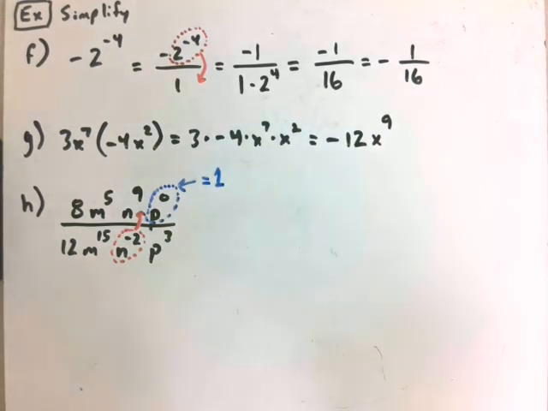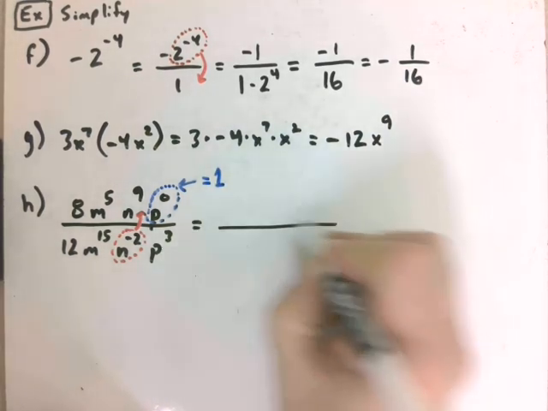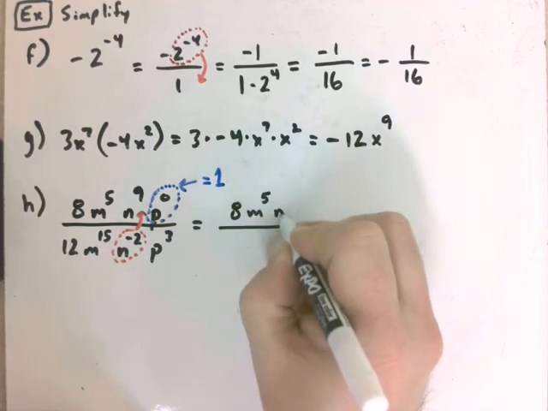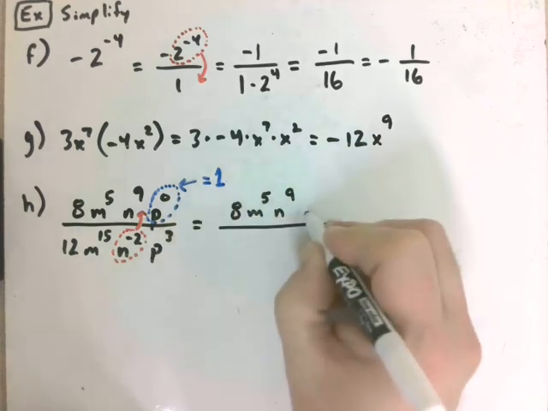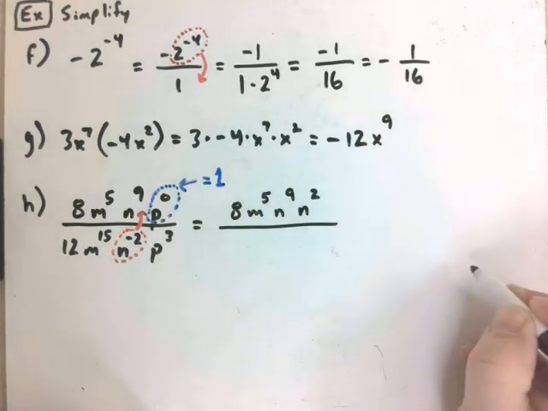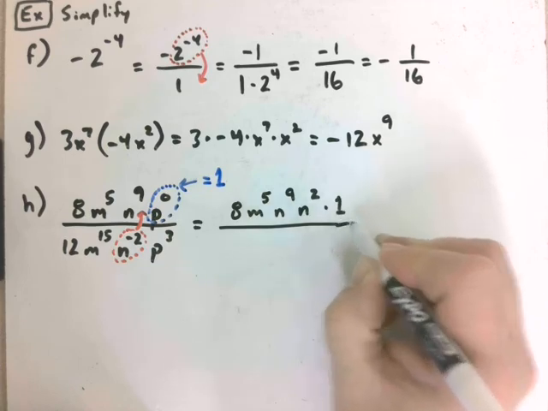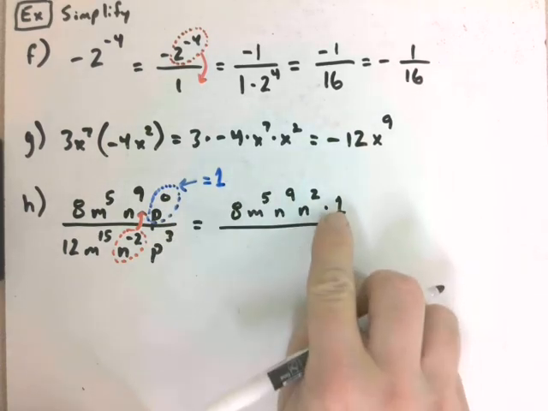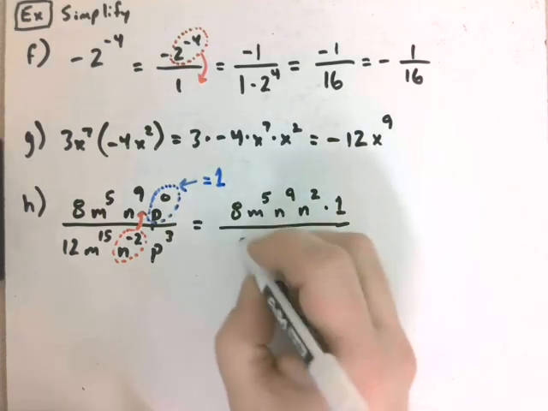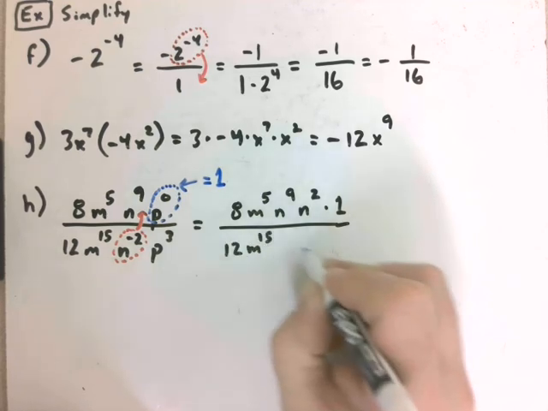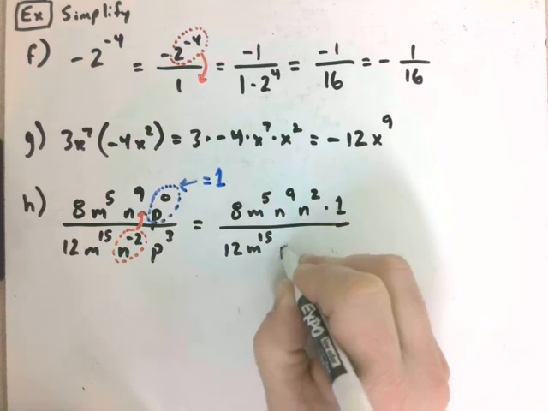So if we get rid of the negative exponents, we would have this. We would have an 8m to the 5th, n to the 9th, and then moving the n squared to the top. And then we would have a times 1 out here on the end from that p to the 0 power. So we wouldn't even really need to write that down. Down in the bottom, we have a 12 left and an m to the 15th, and we have a p to the 3rd.